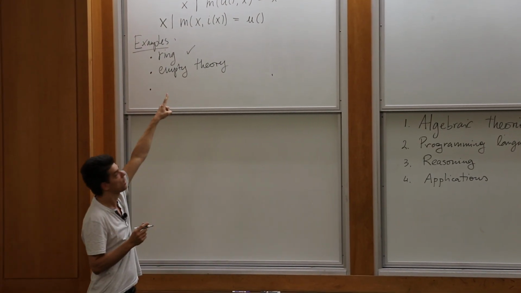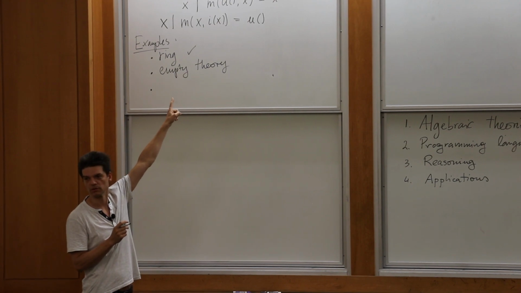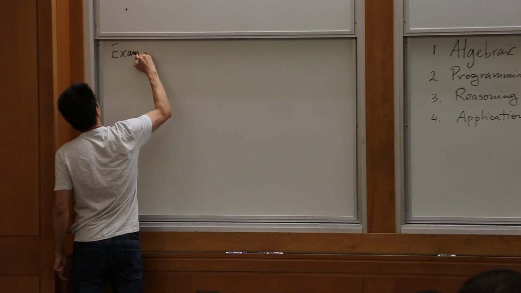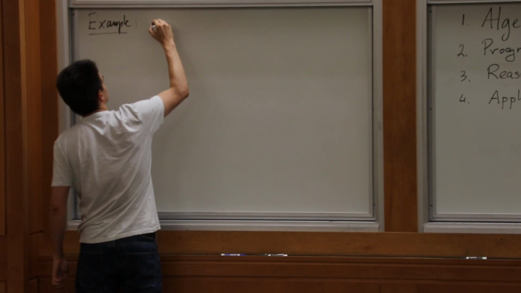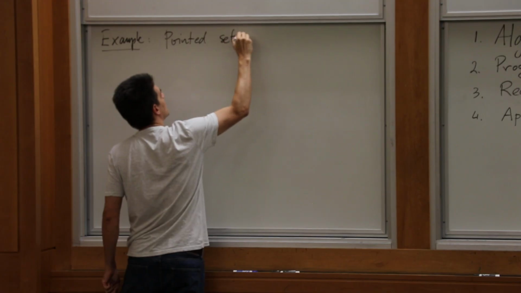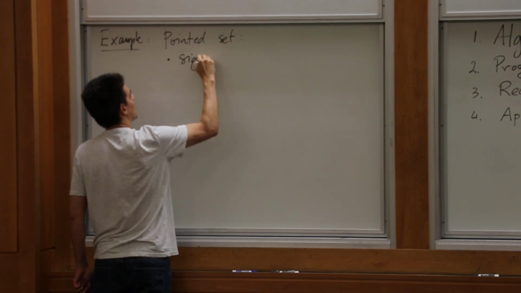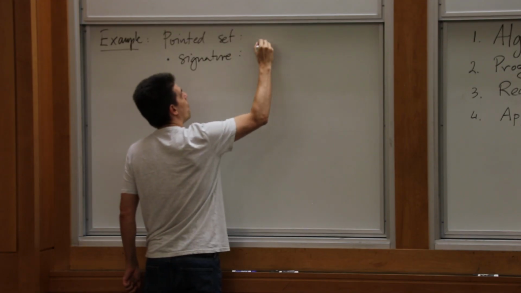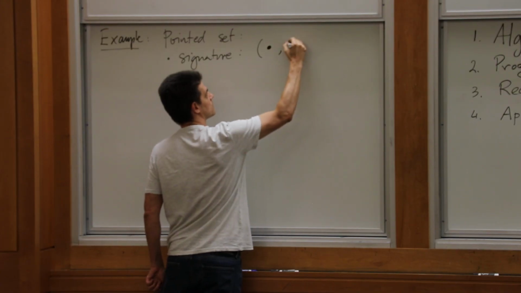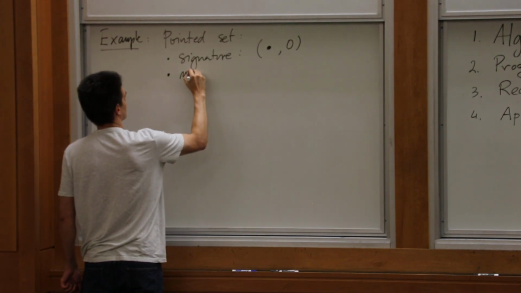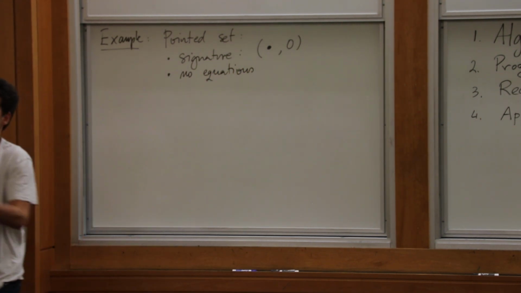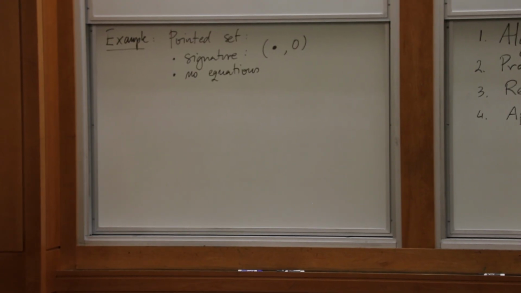Let me properly write down two of them. I will not always adhere to this formalism, I'm not a computer, so I will use mathematical notation. Here's an example: the theory of a pointed set. It has one constant, the point, which I will write as a bullet, and there are no equations. You just say there's a constant, call it the bullet, and nothing else.